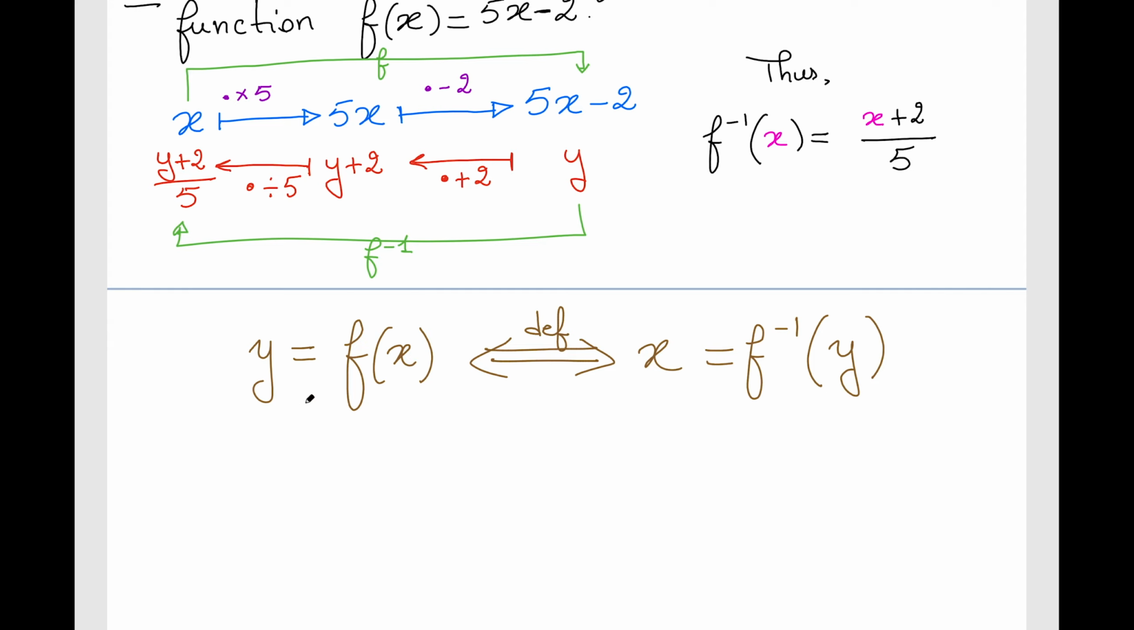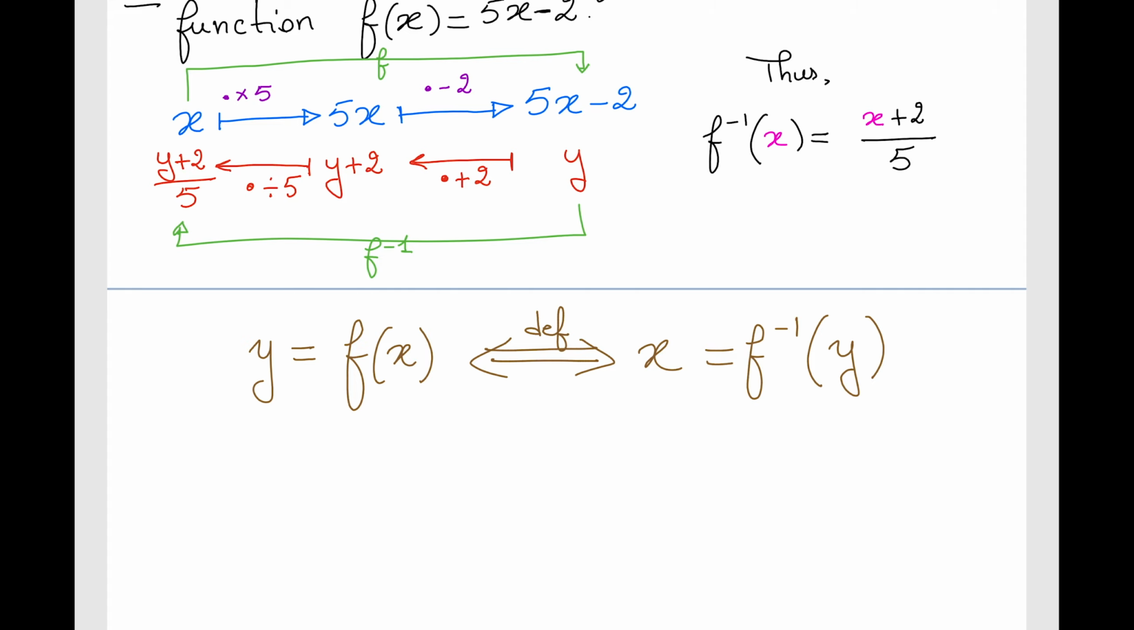If you are able to write, from the definition of f inverse, we can infer the following. If you are able to transition from an equation which is solved for y in terms of x to an equation which is solved for x in terms of y, then you got your hands on the f inverse function. Let's apply this over here.